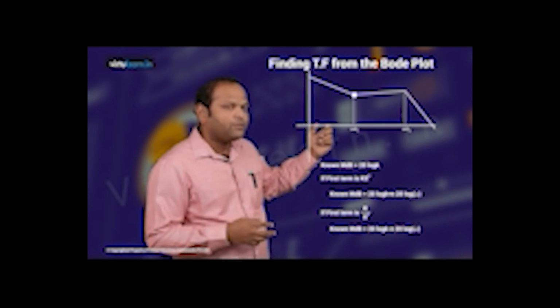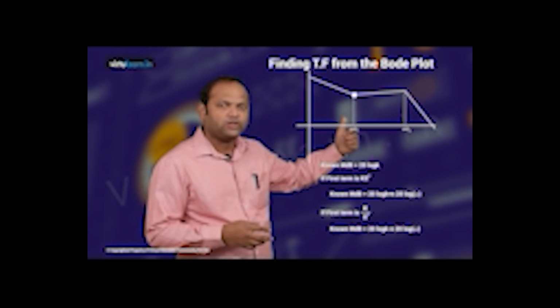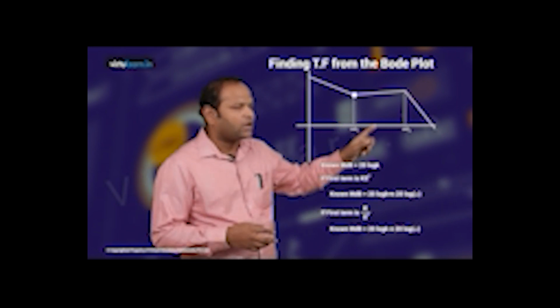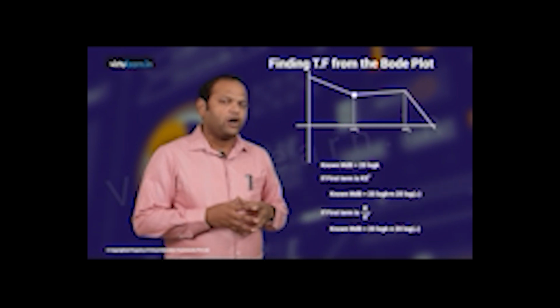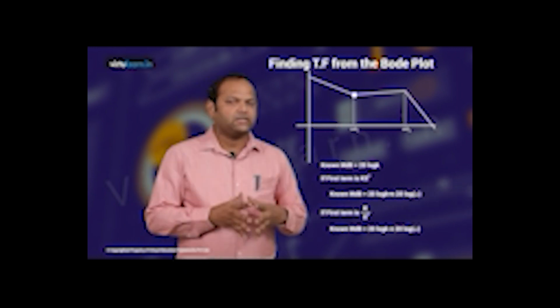If the first term is k into s power n, then with the known MdB value you can write 20 log k plus n 20 log omega. So omega you know, and MdB you also know, so you can find out the k value.